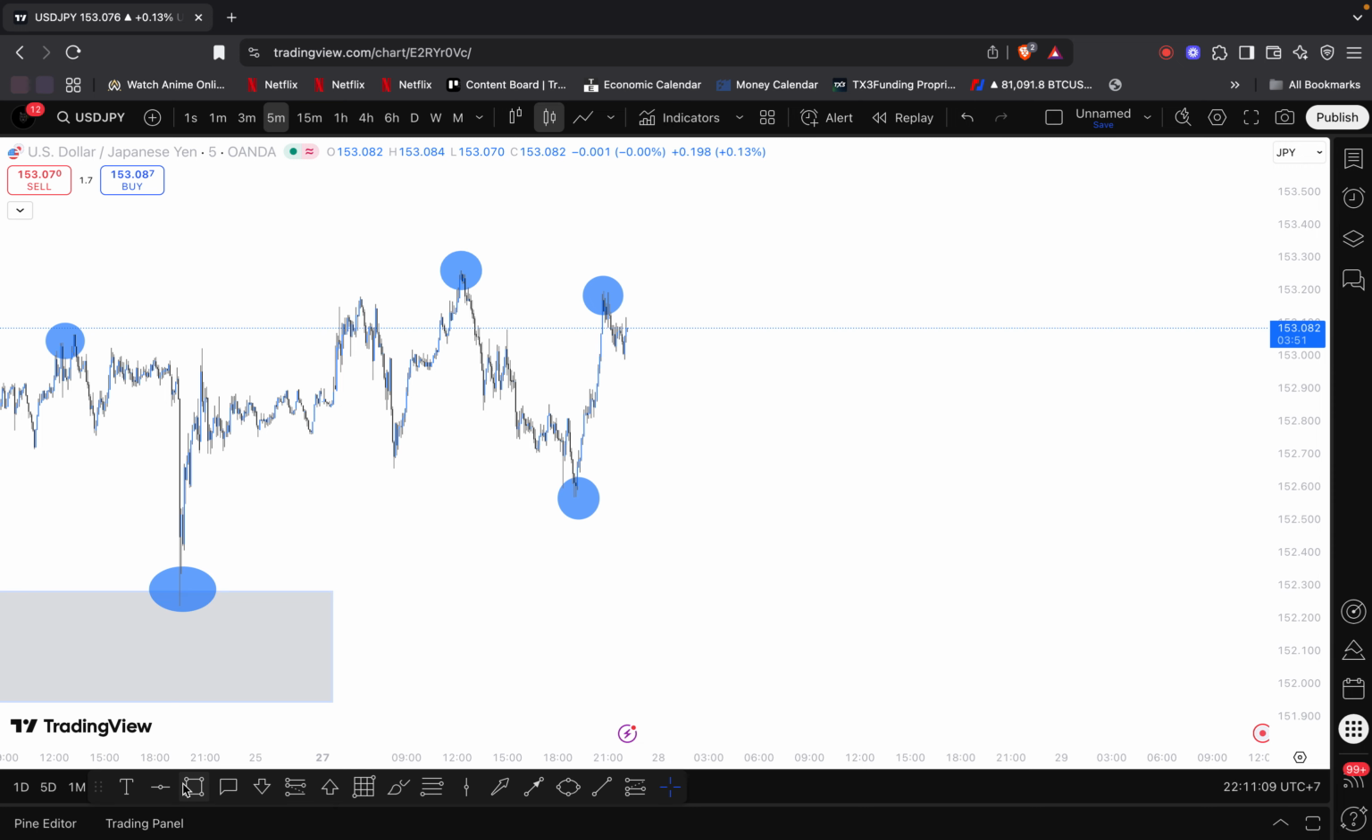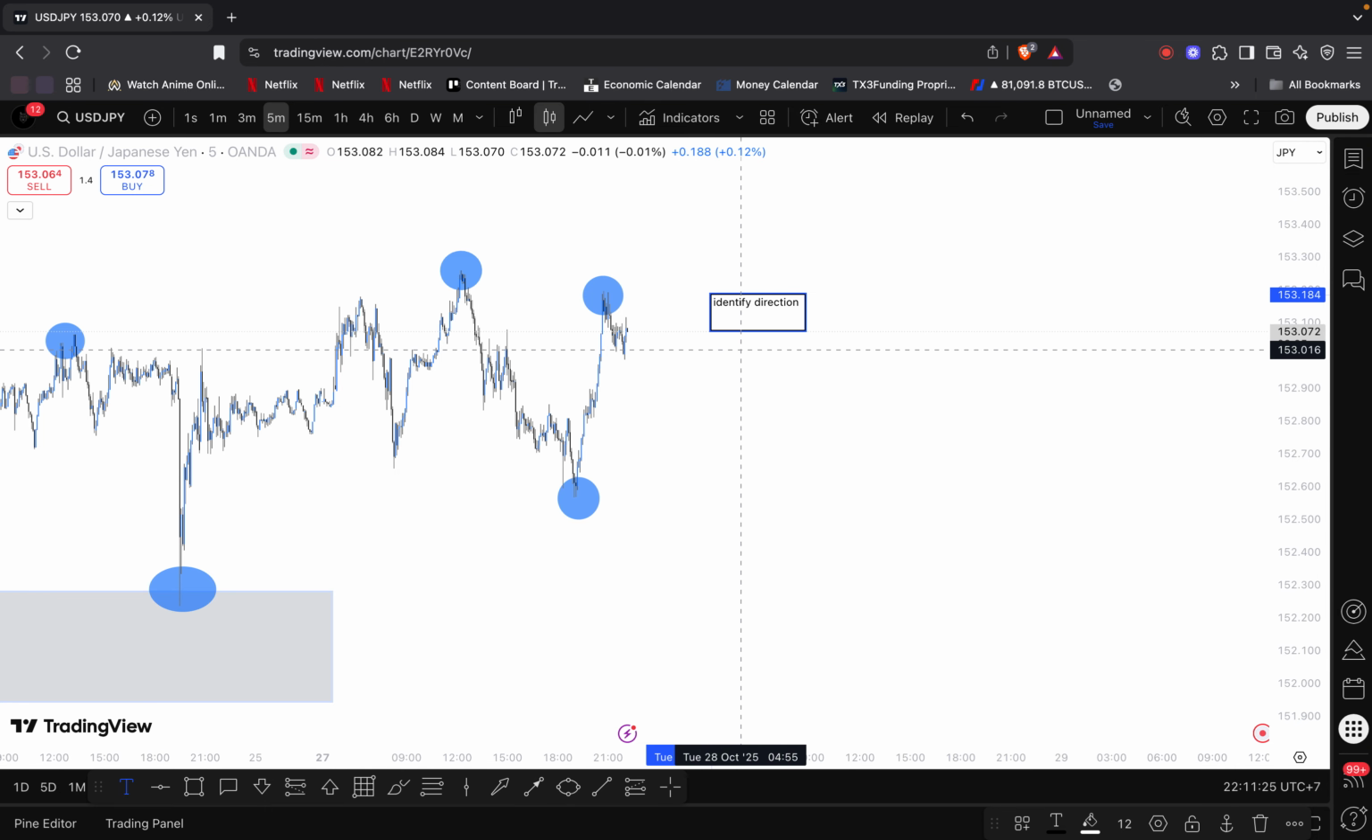So let me write down these steps. I want you guys to really understand. Identify direction. And identify range. Sorry guys, it's taking me a long time. I just kept hearing stuff in my house.